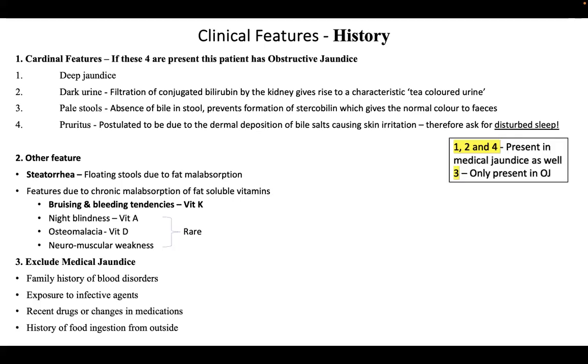Dark urine is due to the filtration of conjugated bilirubin by the kidneys, which gives rise to a characteristic tea-colored urine. Then you have pale stools. That is due to the absence of bile in the stool. This prevents the formation of stercobilin. Stercobilin is what we need to get our normal color in the stools. So when there is no stercobilin, the stools will be pale.